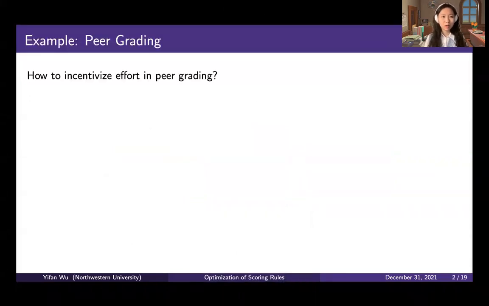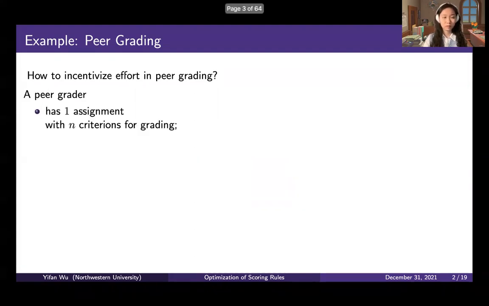I will introduce our motivation by an example of peer grading. One question in peer grading is how to incentivize effort. Suppose there is a peer grader who has one assignment to grade, and on that assignment, she has n criteria for grading, maybe correctness, clarity, handwriting.